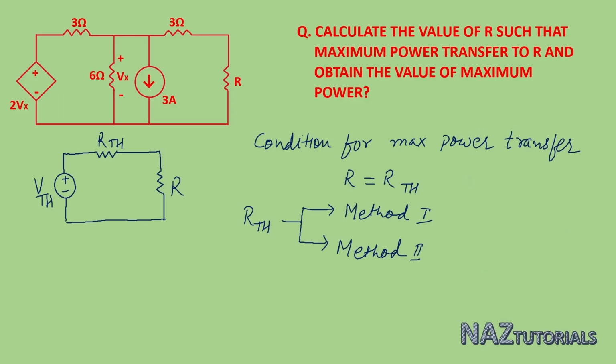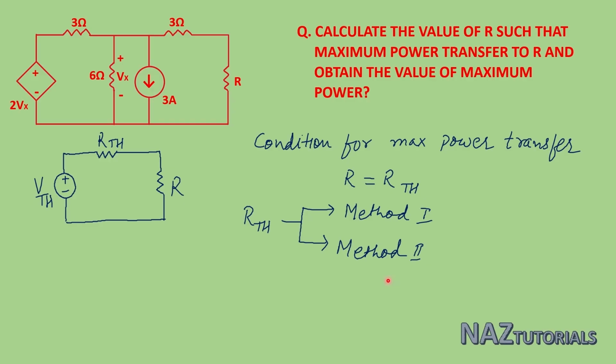Our maximum power transfer condition is this load resistance R must be equal to Thevenin's equivalent resistance. For a dependent source circuit, this RTH can be calculated by two methods. Method one: we replace all the independent sources by their internal resistance, remove the load resistance and connect a source. It may be a voltage source or a current source, and take the response. That response will be the voltage divided by current at this load terminal. That will be calculated as RTH.